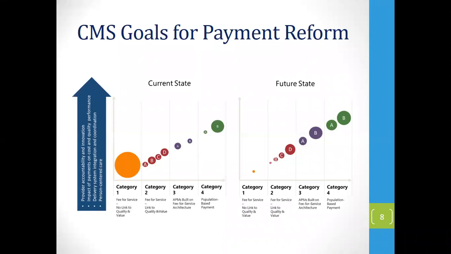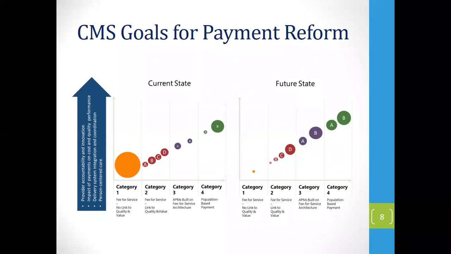The left-hand side says current state. So that's sort of where we're at right now. So that big orange bubble is where a lot of Medicare payments sit right now in fee-for-service. So if somebody comes in and is seen in the office, the bill is turned in and they get paid X number of dollars for that specific patient visit. That's kind of fee-for-service, just as it's always been.